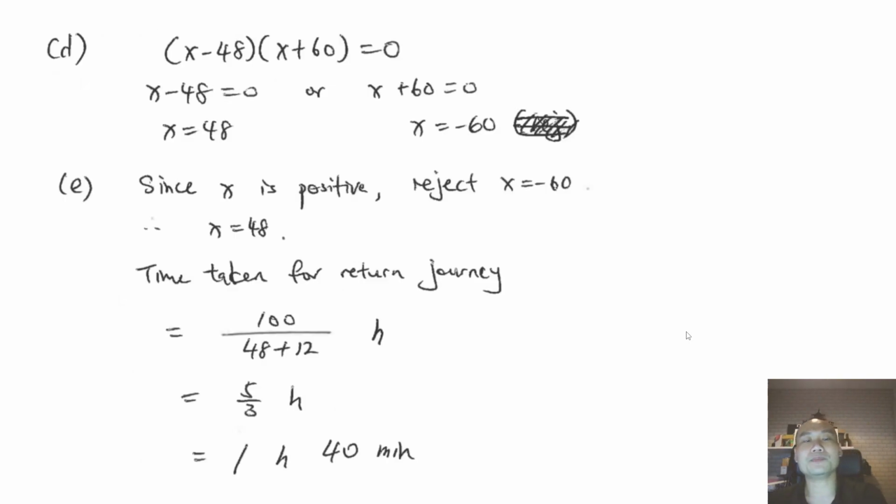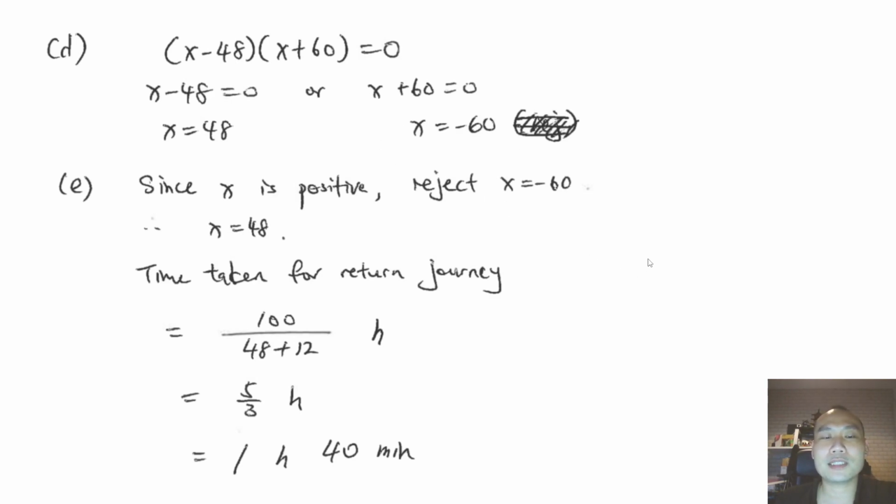Now for part D, this time round they want us to solve and find the value of x. So we realize that the equation that we have from part C can be factorized. After factorizing, we have x minus 48 is 0, or x plus 60 equals 0. So x equals 48, or x equals negative 60, right?